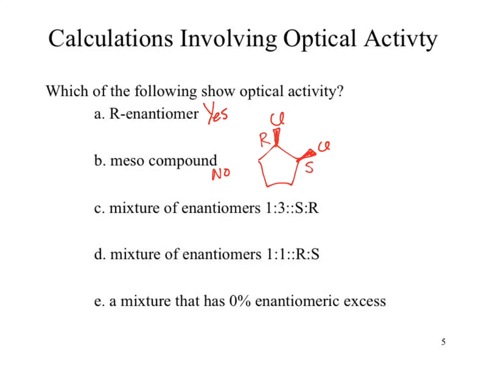How about a mixture of enantiomers? 1 to 3, S to R. Yes. It's going to rotate based on our R enantiomer because our R enantiomer is in excess. So our light passes through, sees the S 1 time, sees the R 3 times, so we'd see a net rotation due to 2 R's. To find the total rotation for the R, you have to take into account and subtract the rotation of the S.